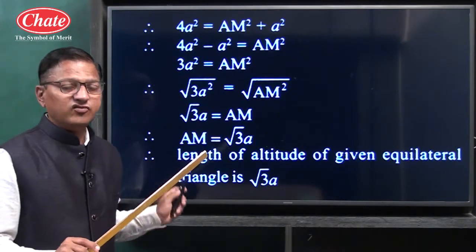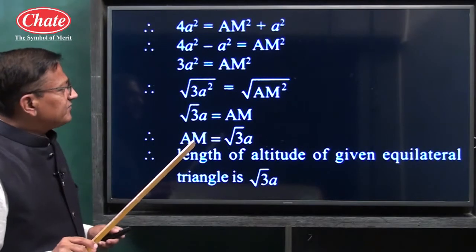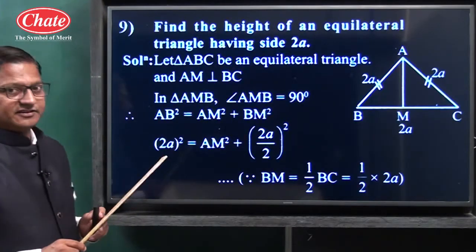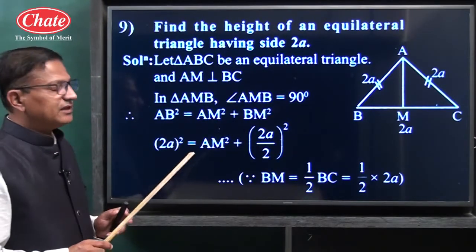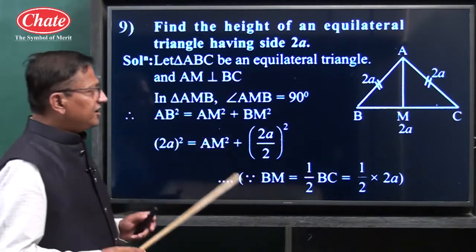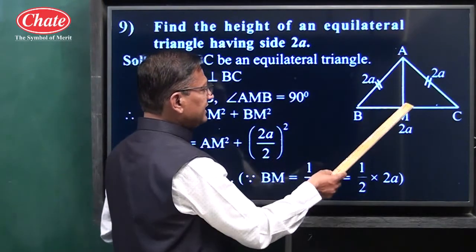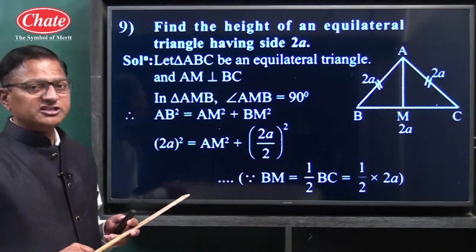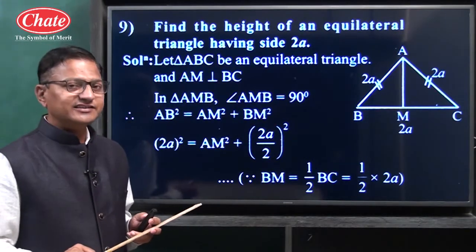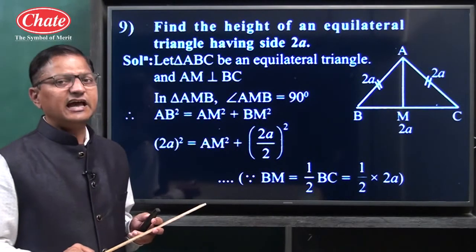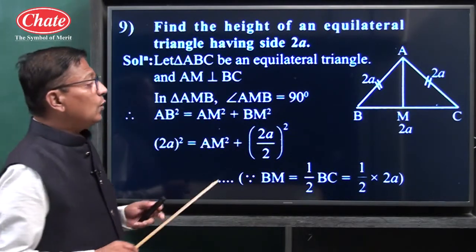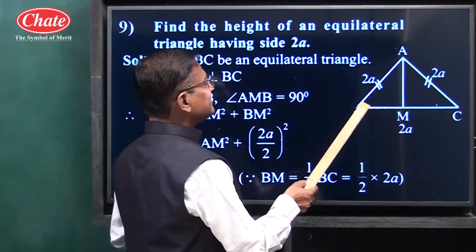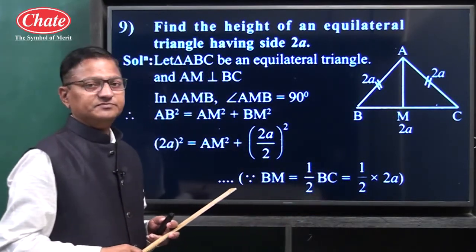This is the first method. Now see the second method. How we can solve this example by another method. Here the triangle AMB is a right angle triangle with measurements of angles 30 degrees, 60 degrees and 90 degrees. So we can use here the 30-60-90 theorem.